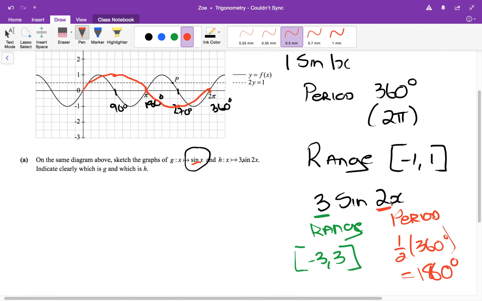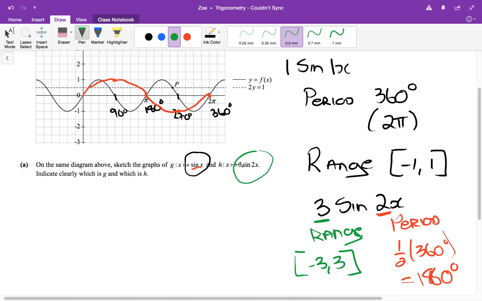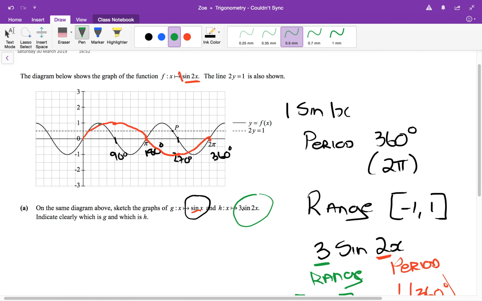So this second graph that we're trying to draw here, 3 sine 2x, is going to have the same period as the one in black that we were given, but it's going to go up to 3 and -3. Where it's at 1, it'll go up to 3. Where this graph was at 0, the new graph would be at 0. Here, -1 would become -3. 180 here will still be 0. Here, back up to 3. Here, back to 0. Here, you're down to -3. And here, back to 0.